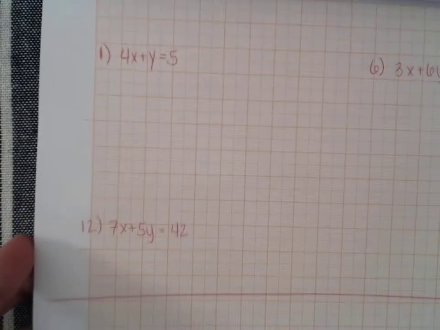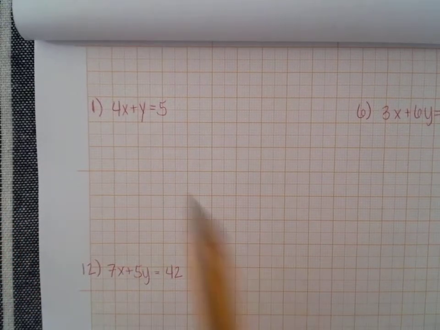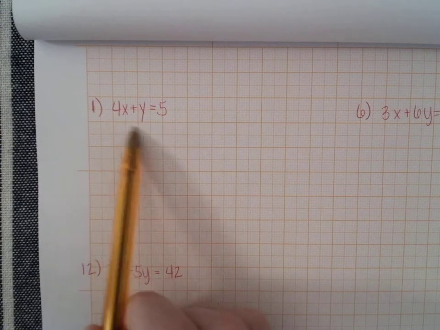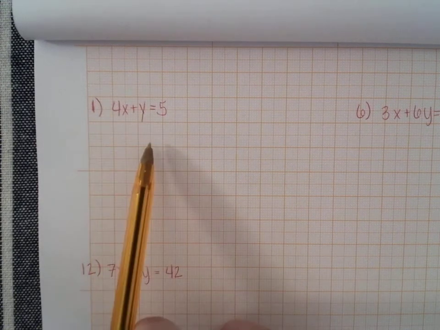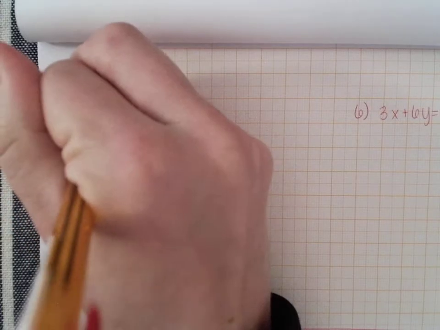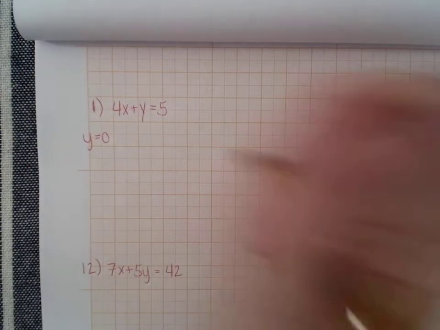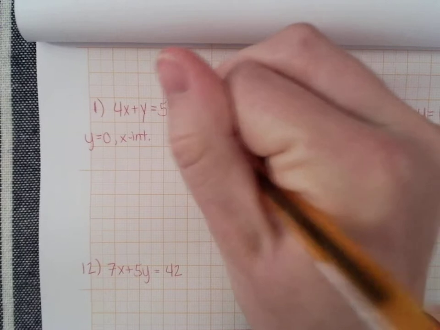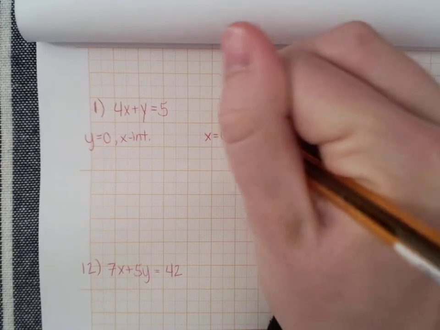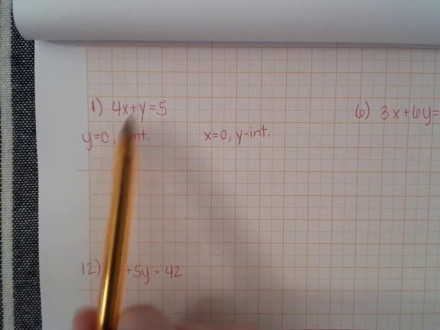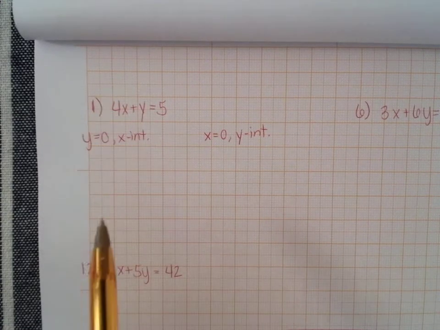So the first example I want to work out comes from number 1 in the packet, and this is the equation 4x plus y equals 5. And you are asked to write the x and y intercept. So find the x-intercept and the y-intercept. Now, if you remember, I said earlier that when y is equal to 0, that is your x-intercept. And when x is equal to 0, that is your y-intercept. So you want to use this information and substitution to solve this equation for your intercepts.